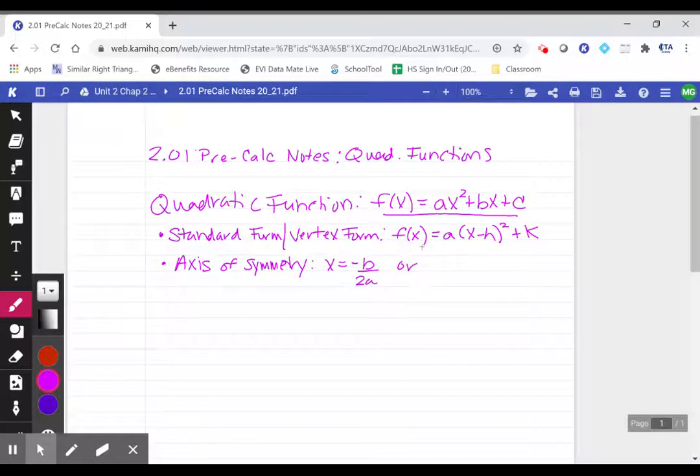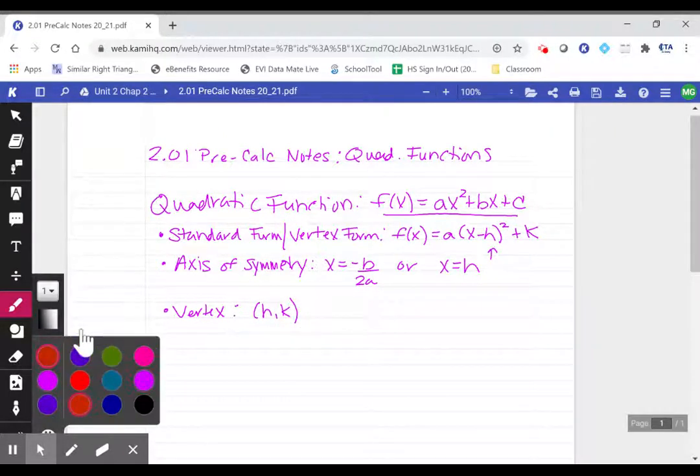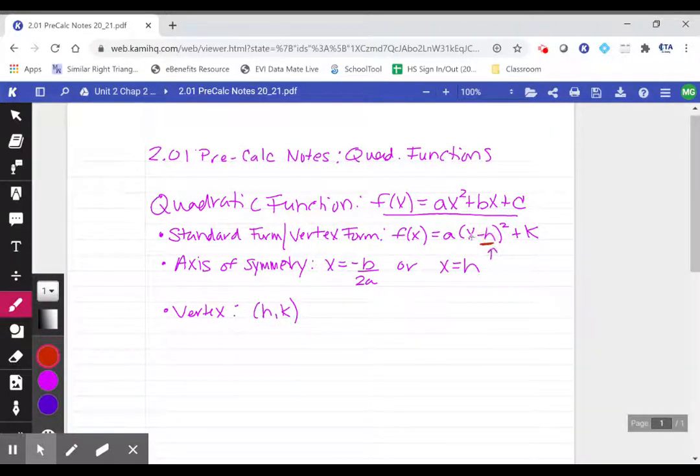If you're using either formula, you can use our old standby, x equals negative b over 2a. Or if you have your vertex form or standard form, you could just say, well, I already know the h, so x equals h. The vertex from vertex form should be super easy to figure out. You're just taking the h and the k. Just like with all of your parent functions, the part inside the parentheses that's being added or subtracted to x tells you your left-right shift. It's opposite of what you think. The plus k on the outside tells you your up or down shift.